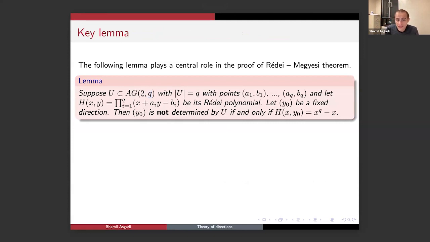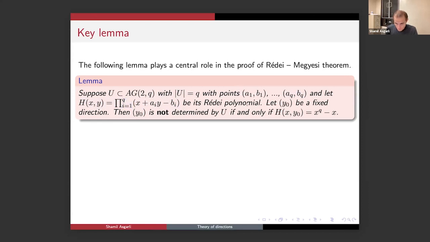So suppose you take a set of points in AG(2,q). Well, how many points? You take q points, same as the size of the field. And let me label those points as a1, b1, a2, b2, all the way until aq, bq. And we're going to let H, the polynomial H, denote the Rédei polynomial. So again, this is going to be a product of x plus ai y minus bi, i goes from 1 to q.